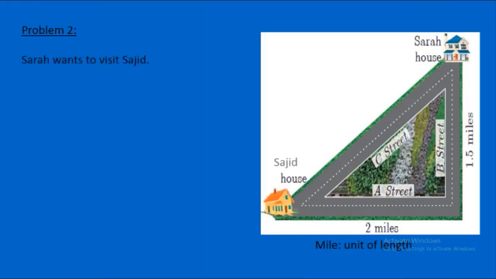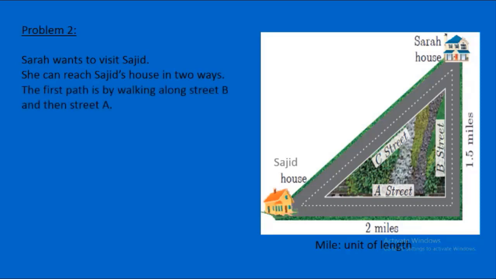Problem 2. Sarah wants to visit Sajid. She can reach Sajid's house in two ways. The first path is by walking along Street B and then Street A. The second path is by crossing Street C. So here is Sarah's house and here is Sajid's house. We have two paths. The first one is by crossing Street B then Street A to reach Sajid's house, or by crossing Street C.